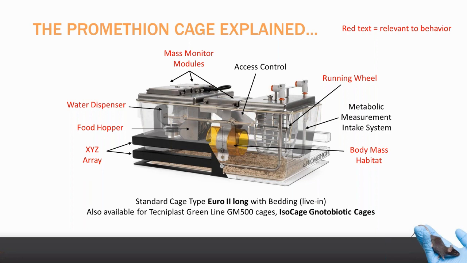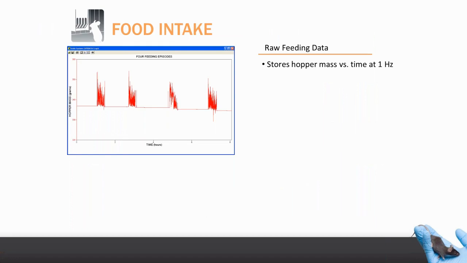So then also we have a metabolic measurement intake system in the cage. It's an unusual design and has proven to be very effective. But you can do the behavior studies without needing metabolic measurement. So let's have a look at some of the raw data from, let's say, food intake. Here we have the hopper undisturbed, disturbed by a feeding event, undisturbed, another feeding event. From the change of mass of the hopper from before to after the feeding event, we can obtain, of course, the amount of food eaten by the animal.